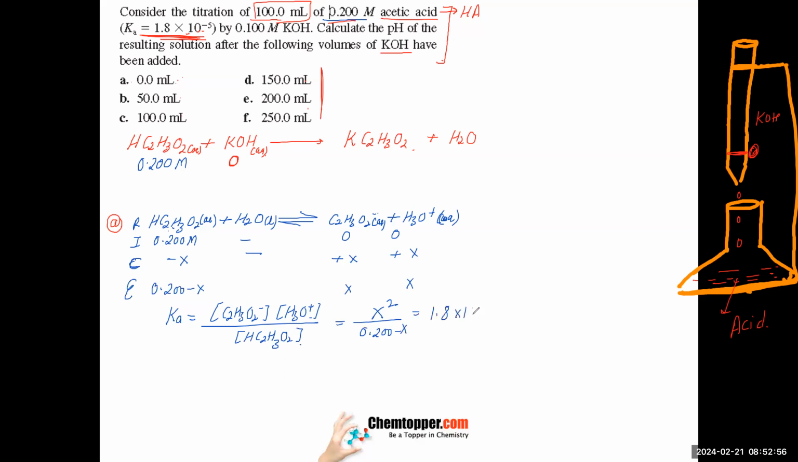Is Ka very big? Compare your Ka value with this initial concentration. Can I do the approximation, children? Approximation means that in 0.200 minus x, I can say x is too small. When I subtract it, it's nearly equal to 0.200. If I do the approximation, you are not getting any quadratic equation. Then you can use your simple scientific calculator to get the answer.